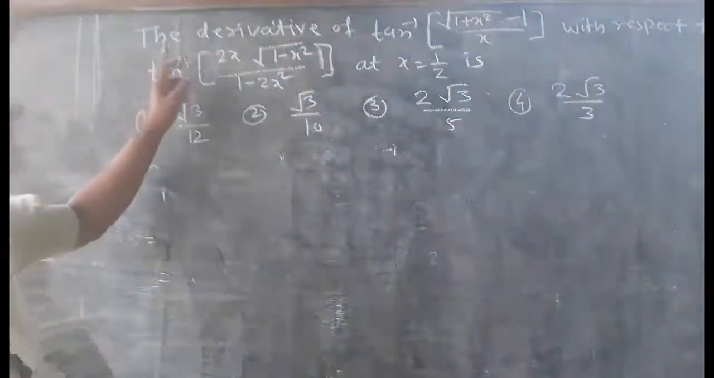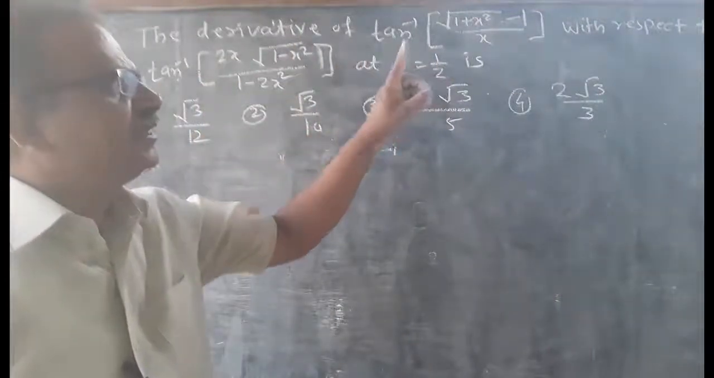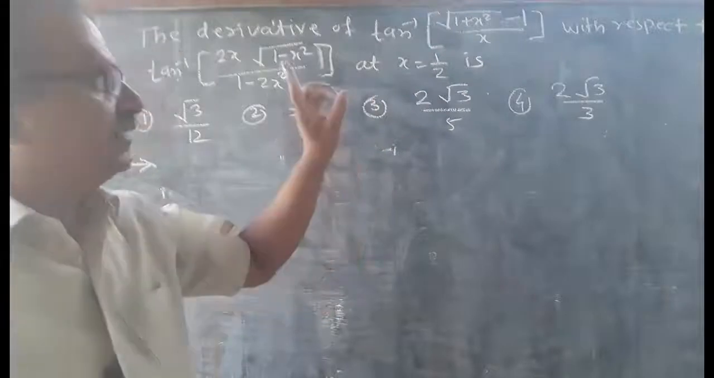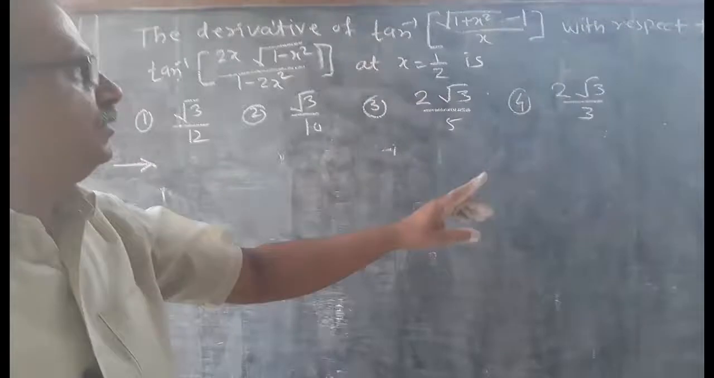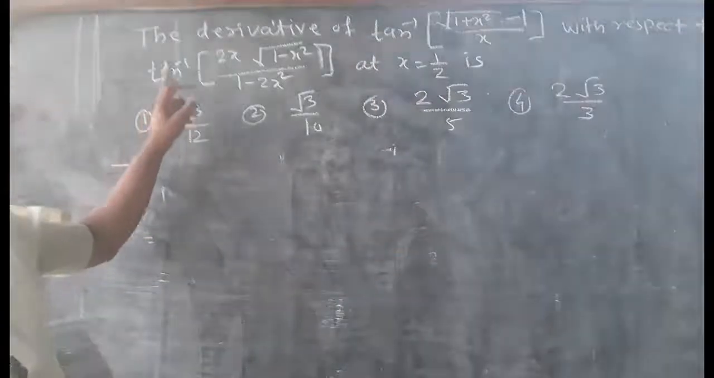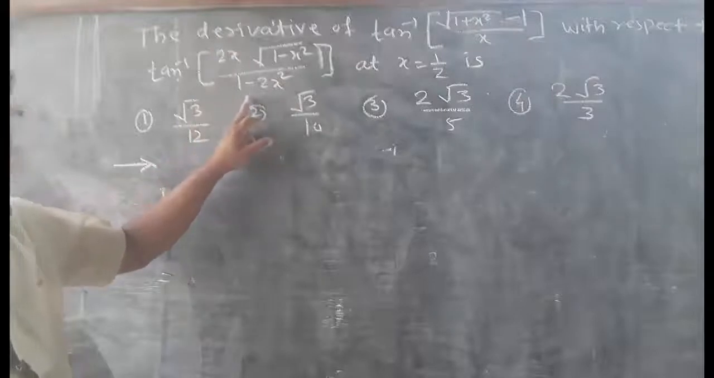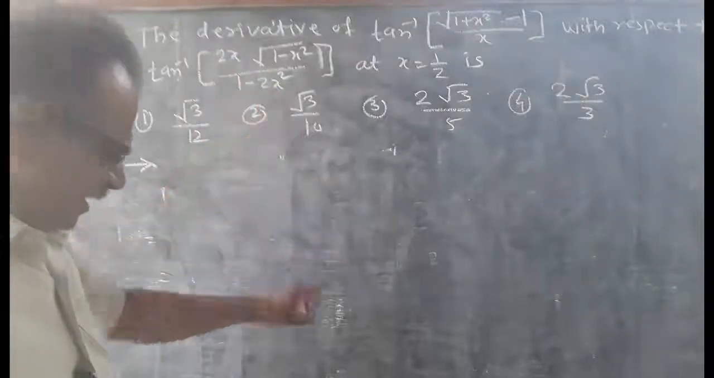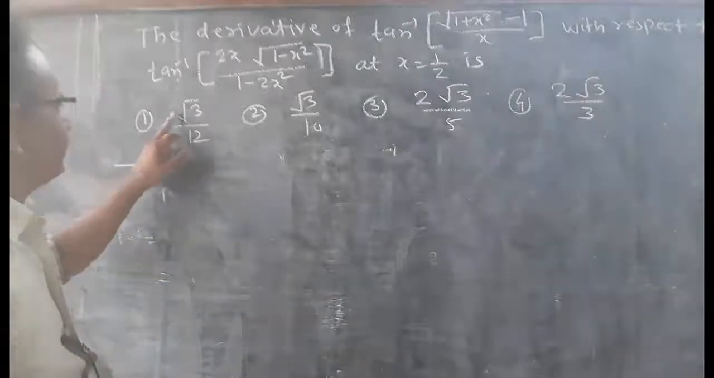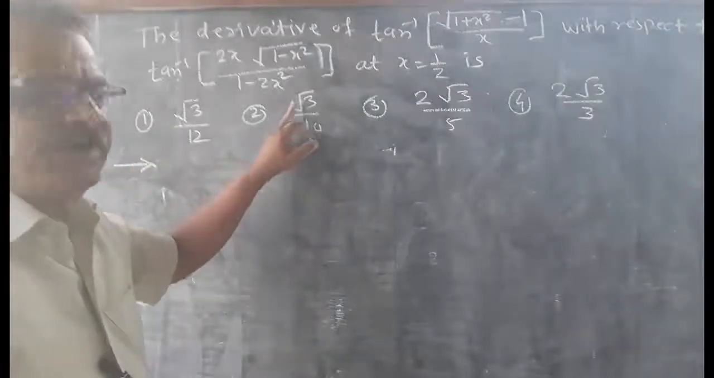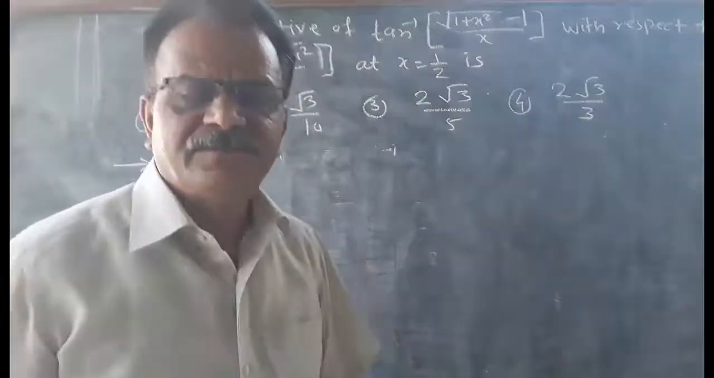Example: the derivative of tan inverse of (root of 1 plus x square minus 1) divided by x with respect to tan inverse of 2x into root of 1 minus x square divided by 1 minus 2x square at x equal to 1 by 2 is. The options are root 3 by 12, root 3 by 10, 2 root 3 by 5 and 2 root 3 by 3.